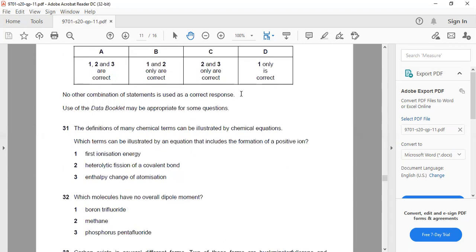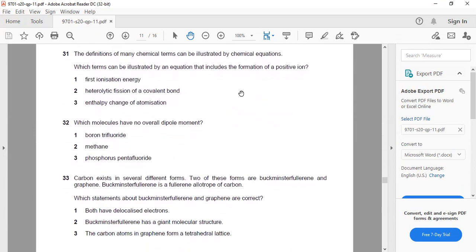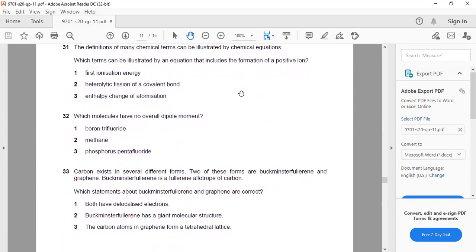A is 1, 2, 3; B is 1, 2; C is 2, 3; D is only 1. Data booklet may be needed. In which do you form a positive ion? First ionization, yes, you always get the positive ion. Heterolytic fission, you get positive and negative both. Suppose this is heterolytic fission, H plus, Cl minus. Atomization, you don't get any ion. So B is the answer. Atomization, you get atoms.